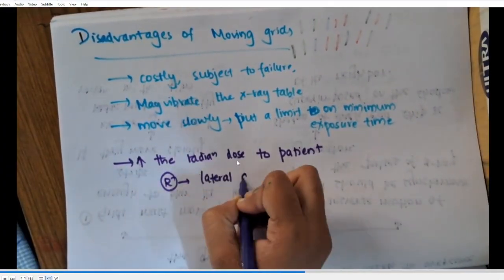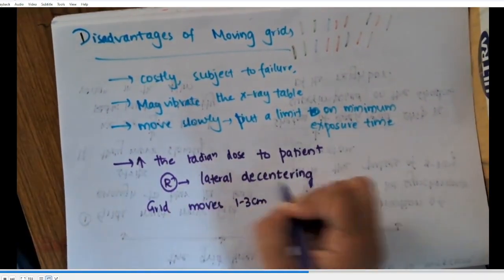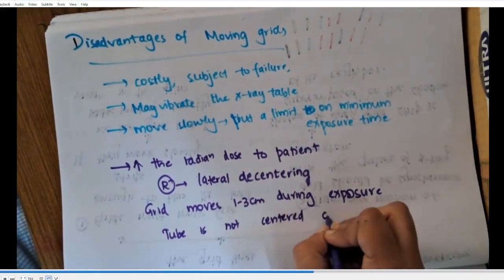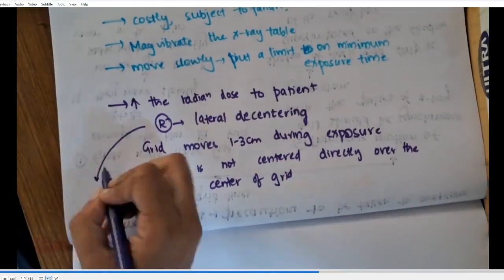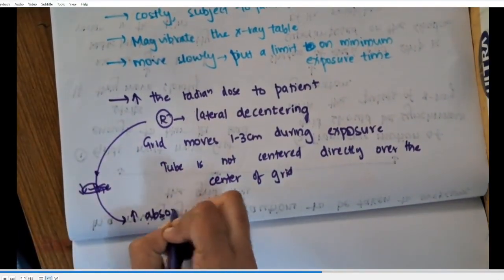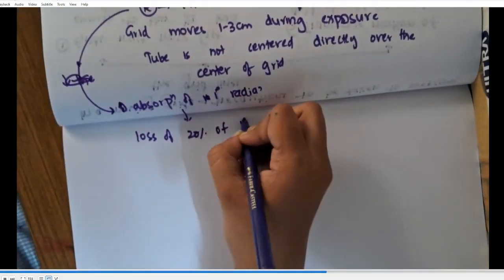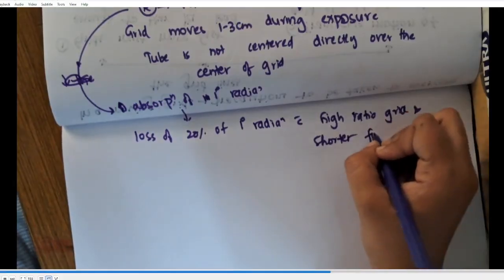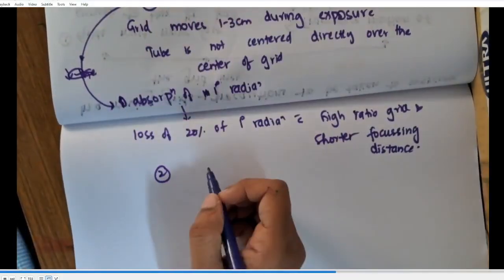There are two reasons for the increased patient radiation dose. Number one is lateral decentering. Because the grid moves 1 to 3 centimeters during the exposure, the tube is not centered directly over the center of the grid during most of the exposure. So this lateral decentering causes loss of primary radiation because of increased absorption of the primary radiation. There is a loss of 20% of primary radiation with high ratio grids and with shorter focusing distances. So this is one reason why the patient dose increases.